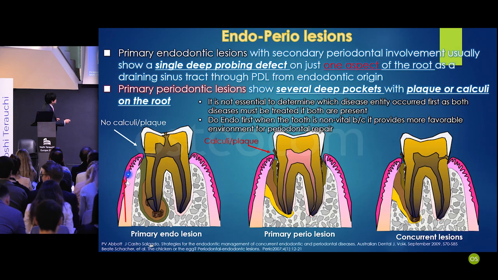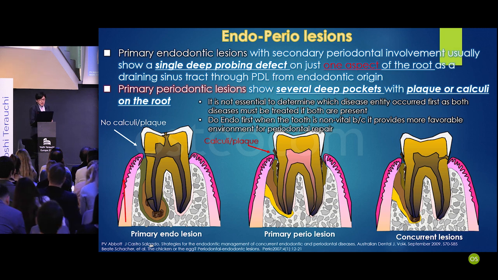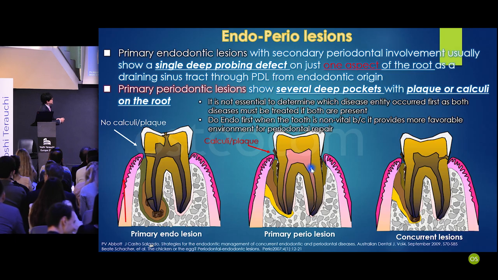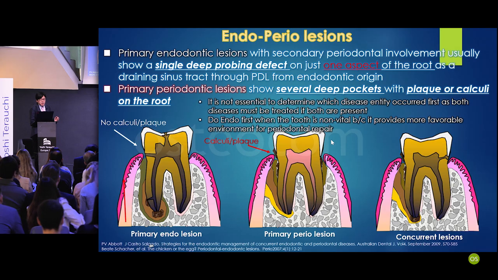And there's no plaque or dental calculi on the root. So this is very typical of an endodontic lesion. However, primary periodontal lesions show several deep pockets with plaque or calculi on the root. For example, here you see calculi on the root and several deep probing depths around the root. This is very typical of periodontal lesions.